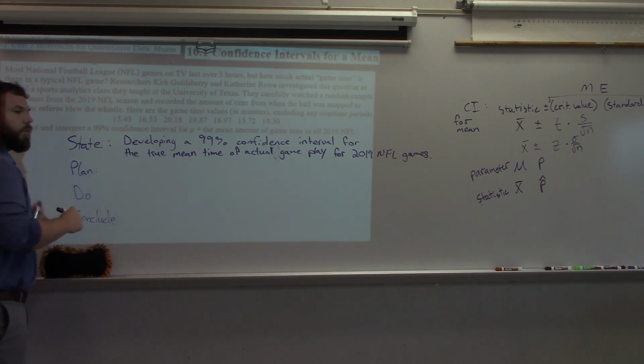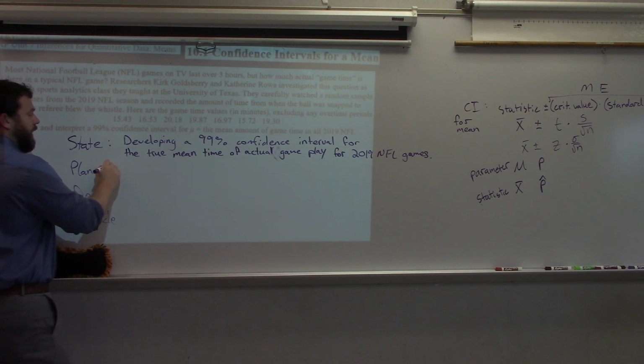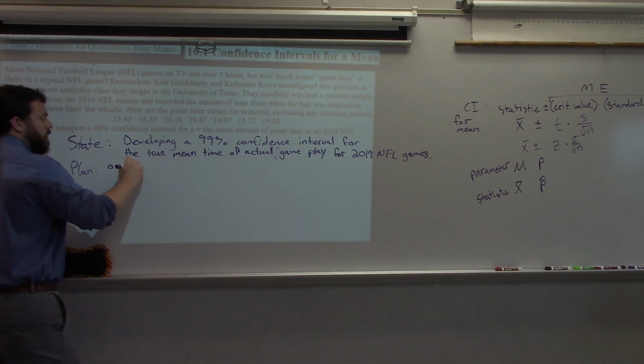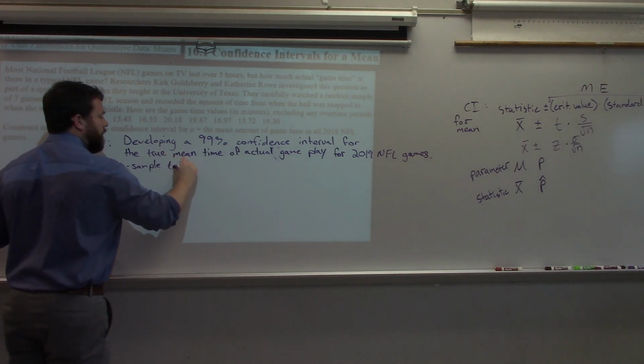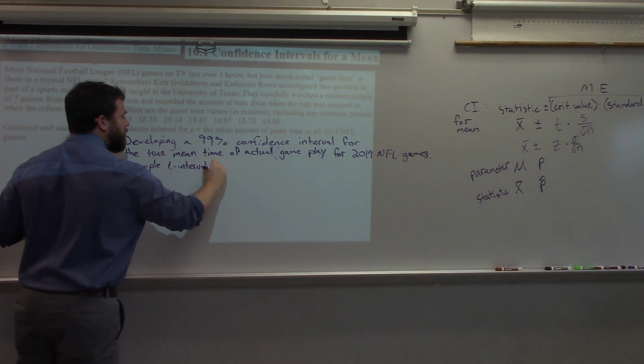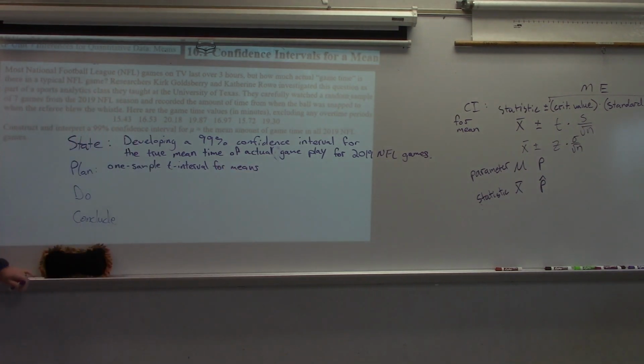So, what would we call this? Confidence interval for means. Okay, so what type of confidence interval? Because there can be two different ones. There is a one sample t interval for means. But why are we doing a t interval this time? We don't have sigma, right? One sample t interval for means, cool.